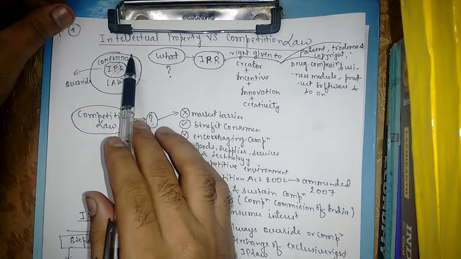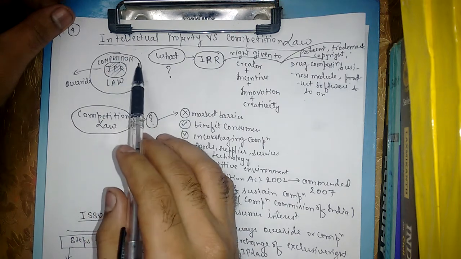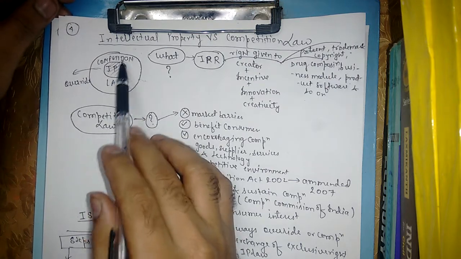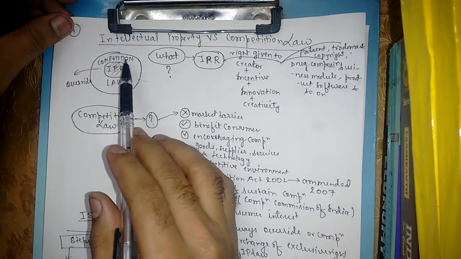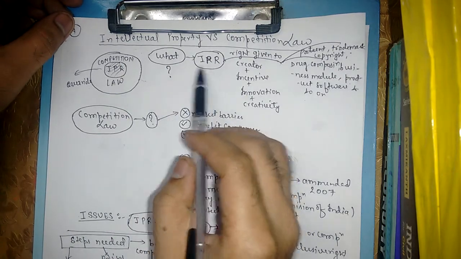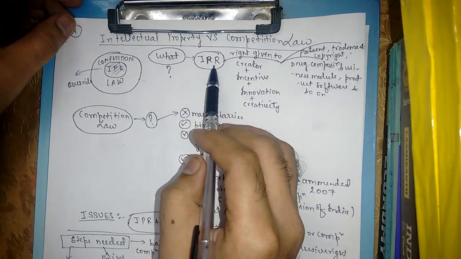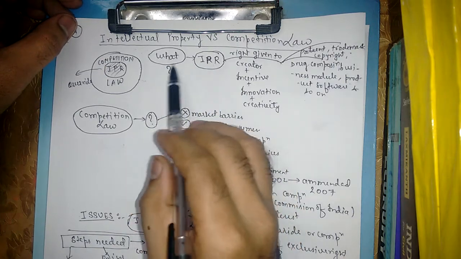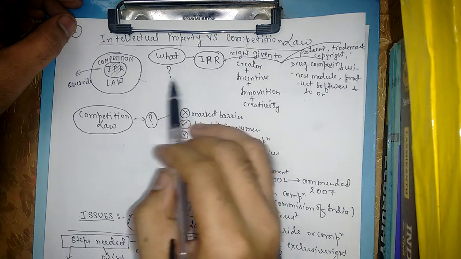Override means, in a way, both of them are fighting with each other. How they can fight with each other, that you need to understand. First of all, what is intellectual property right, IPR? You should know this.